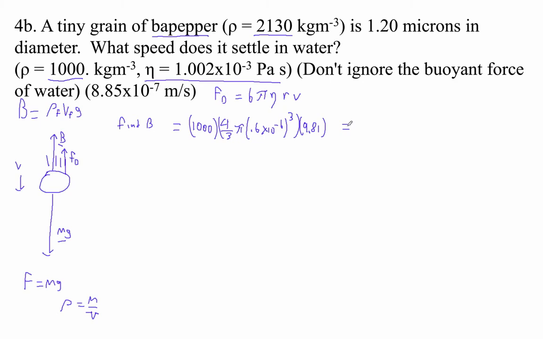Times 4 divided by 3 times pi. Let's try this again. Times 0.6 raised. Oops. Oh no. 1,000 times 4 divided by 3 times pi. It's small. I knew it was small, but maybe it really is 0. Pi times 0.6 e minus 6 raised to the third power. Oh, here we go. Times 9.81. I know exactly what I did.